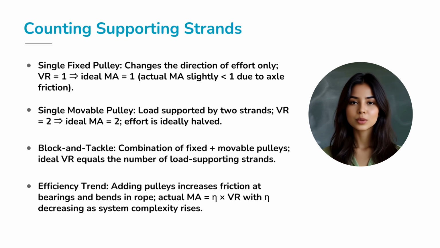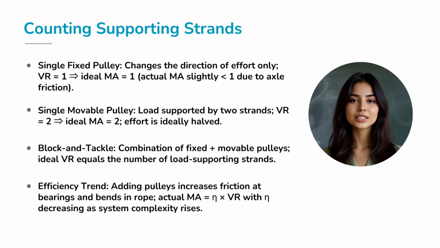In a single movable pulley, the load is supported by 2 strands of rope. This arrangement gives a velocity ratio of 2, which means the ideal mechanical advantage is 2. As a result, the effort required is ideally half the load.